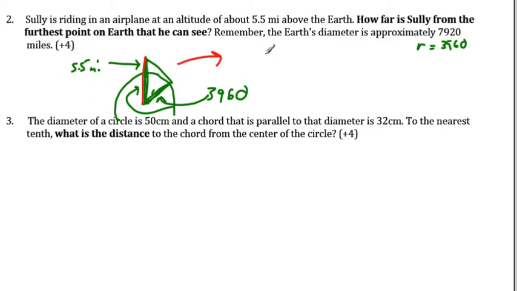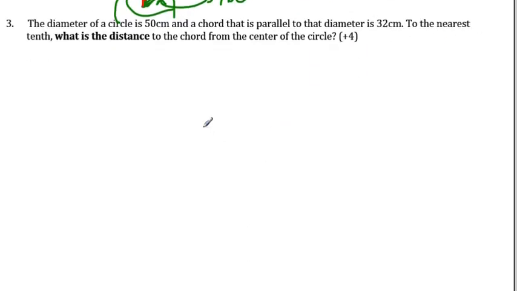Let's draw the triangle out here. So we have a right angle right here, and this side's going to be 3965.5, and I get that from adding these two pieces together. That's the hypotenuse, and this side is 3960. We can put an x right there. Now it's a squared plus b squared equals c squared. What do they want us to find? How far is the furthest point that Sully can see on the Earth? That's this distance right here. So you should get an answer. Make sure you check it for reasonableness. I'm not going to figure it out, but that's the Pythagorean theorem again.